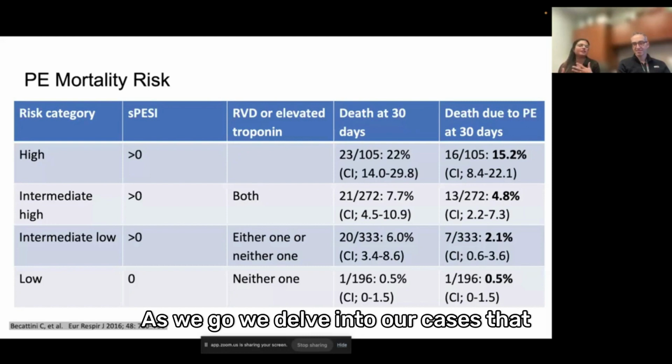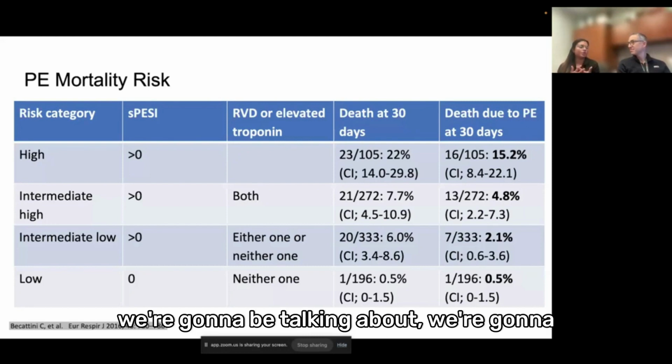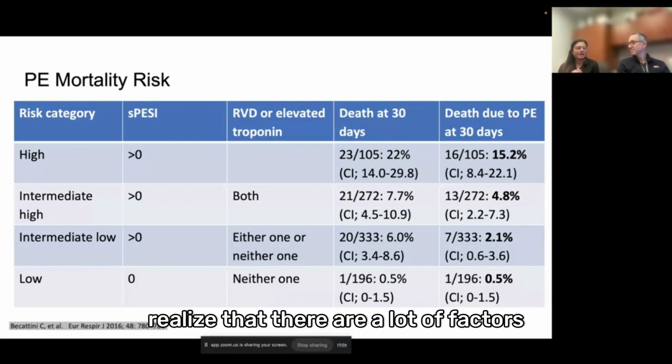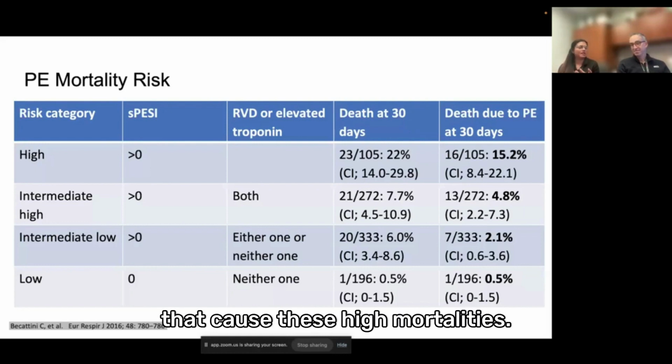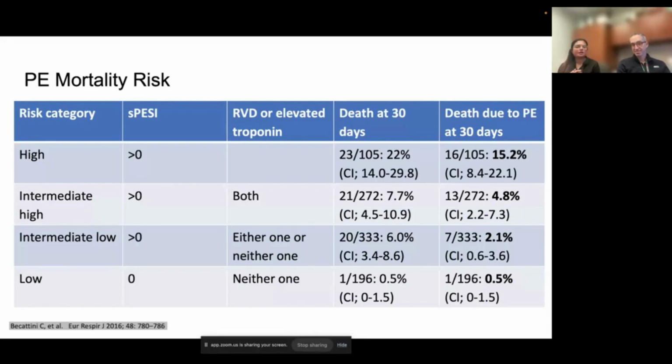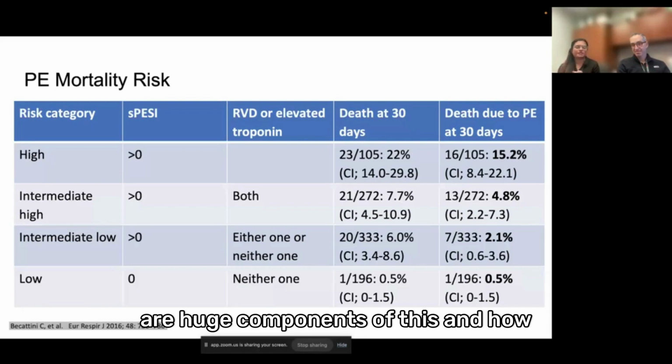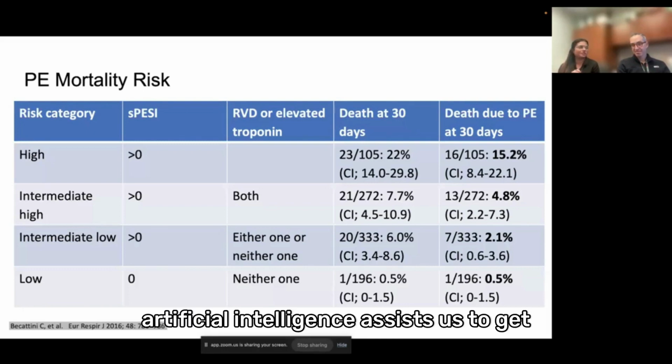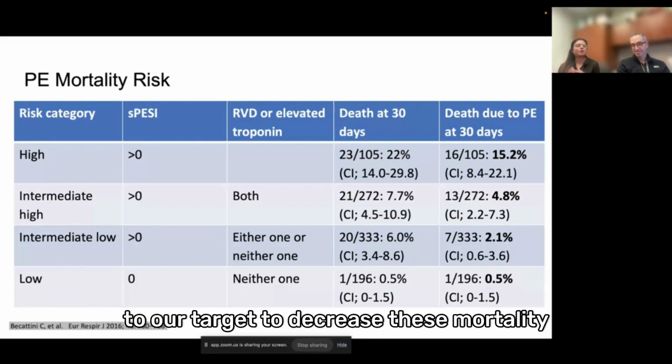As we delve into the cases that we're going to be talking about, we're going to realize that there are a lot of factors that cause these high mortalities. Awareness about the disease, access to care, and delivery of care are huge components of this. And how artificial intelligence assists us in getting to our target to decrease this mortality is very important.